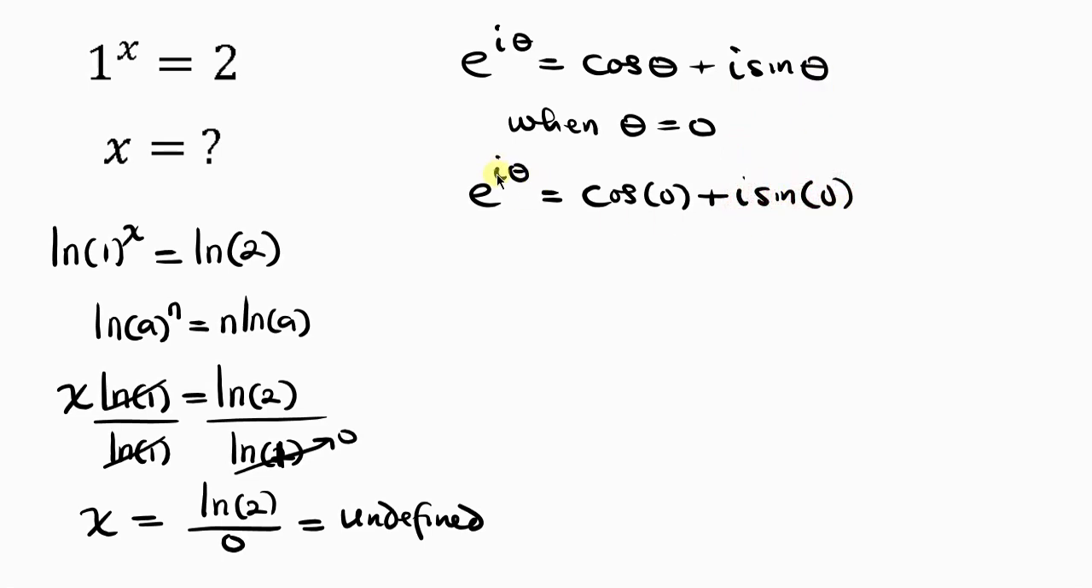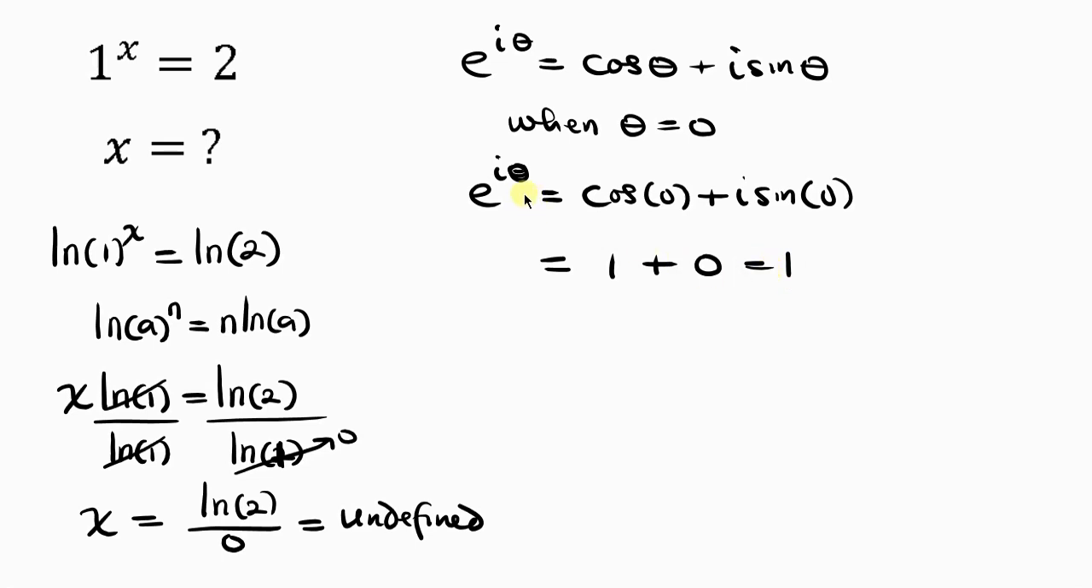Since theta is 0, it is easy for me to just put 0 here. And this gives us cos 0. Cos 0 is actually 1, plus i times sine 0, which is 0. So we've got 1 here.